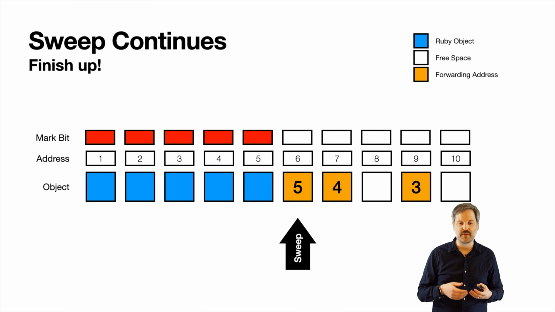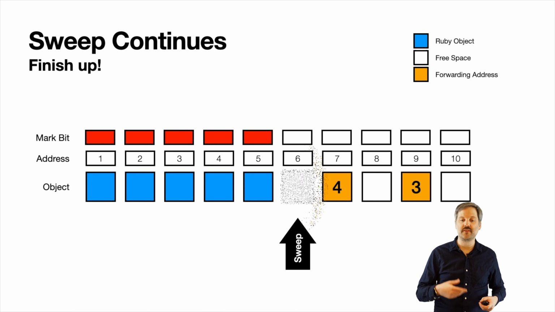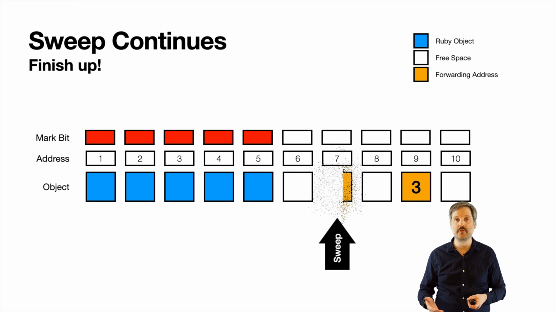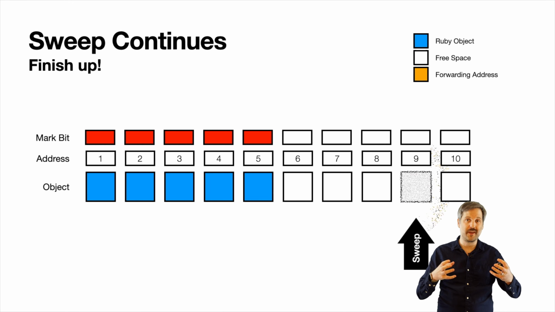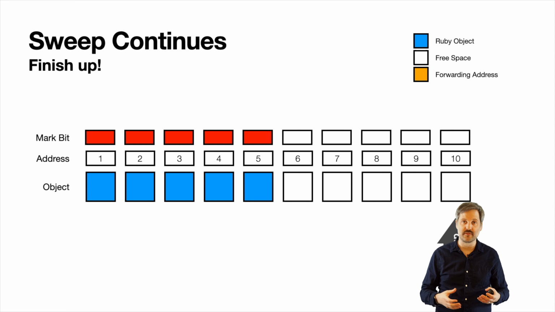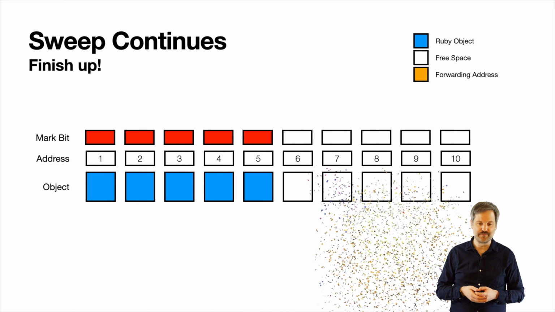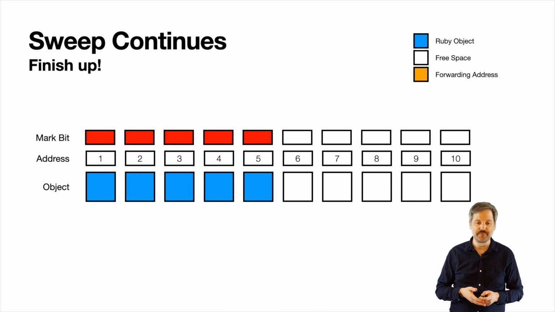Now, after reference updating finishes, we can just continue sweeping the heap as normal. And one nice feature about this is that the sweep step will naturally remove any of the forwarding addresses because those are just locations that don't have any references. So it will automatically free up any of those slots for us. So now compaction is complete.